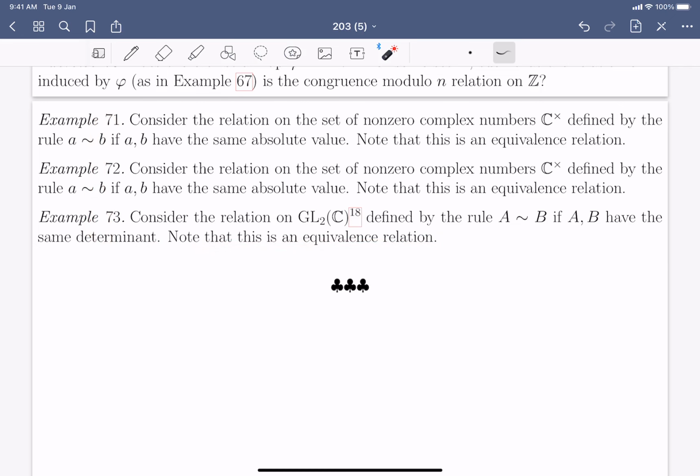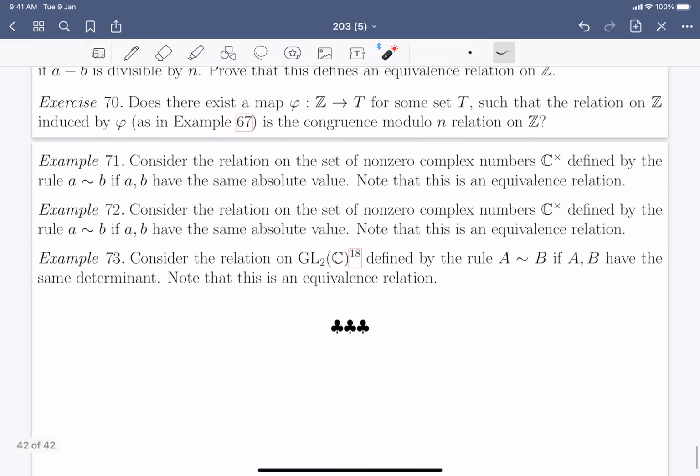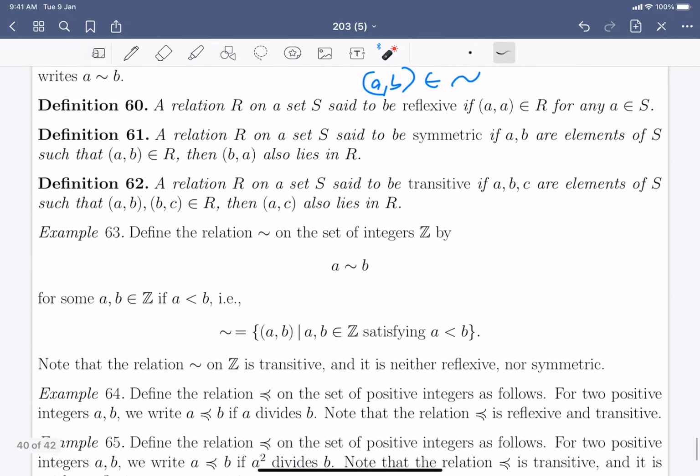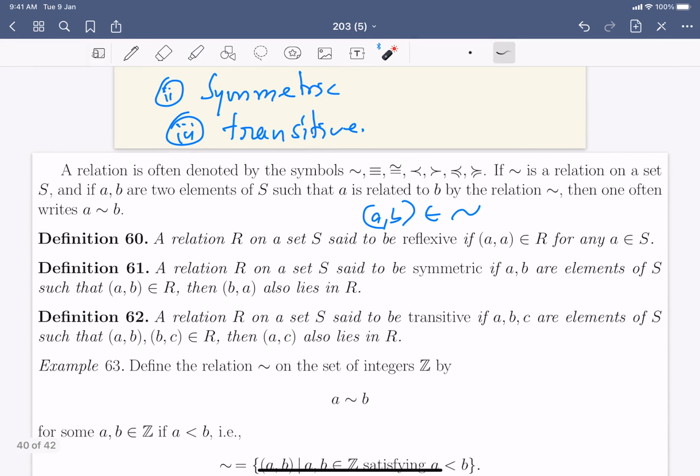So please try to work on all these problems. Let me conclude today's lecture here. In the next lecture we will continue with this equivalence relation. For the next couple of lectures we'll be working on equivalence relations and certain specific examples of equivalence relations. Okay, let me conclude.